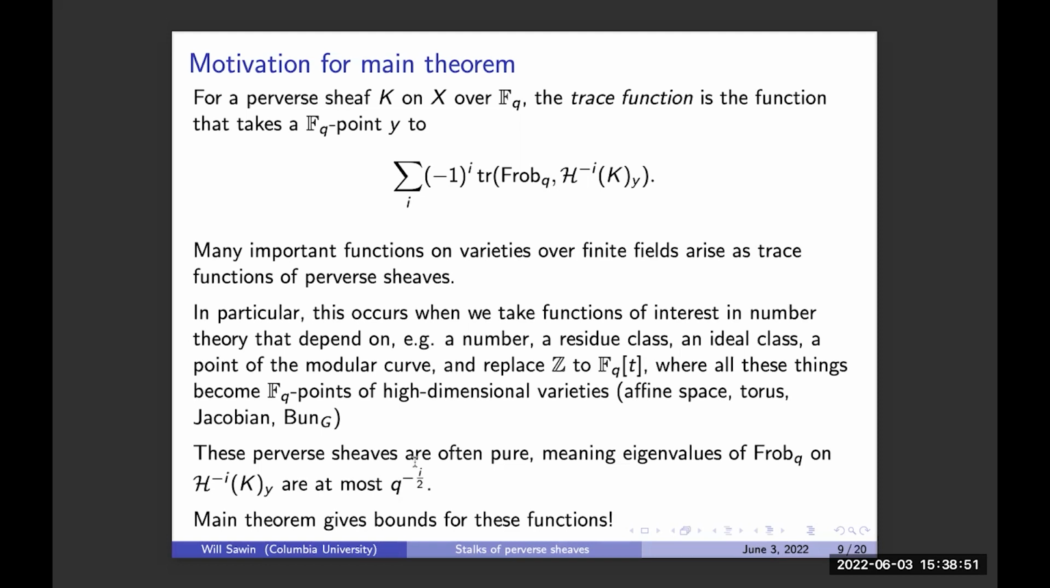And so as soon as you have a bound for the eigenvalues of Frobenius on a vector space, and you have a bound for the dimension of the vector space from Massey's formula, that gives you a bound for the trace. And so anytime you have a pure perverse sheaf, this formula gives you a bound for the trace function in terms of the characteristic cycle. And that turns out to be a powerful tool.